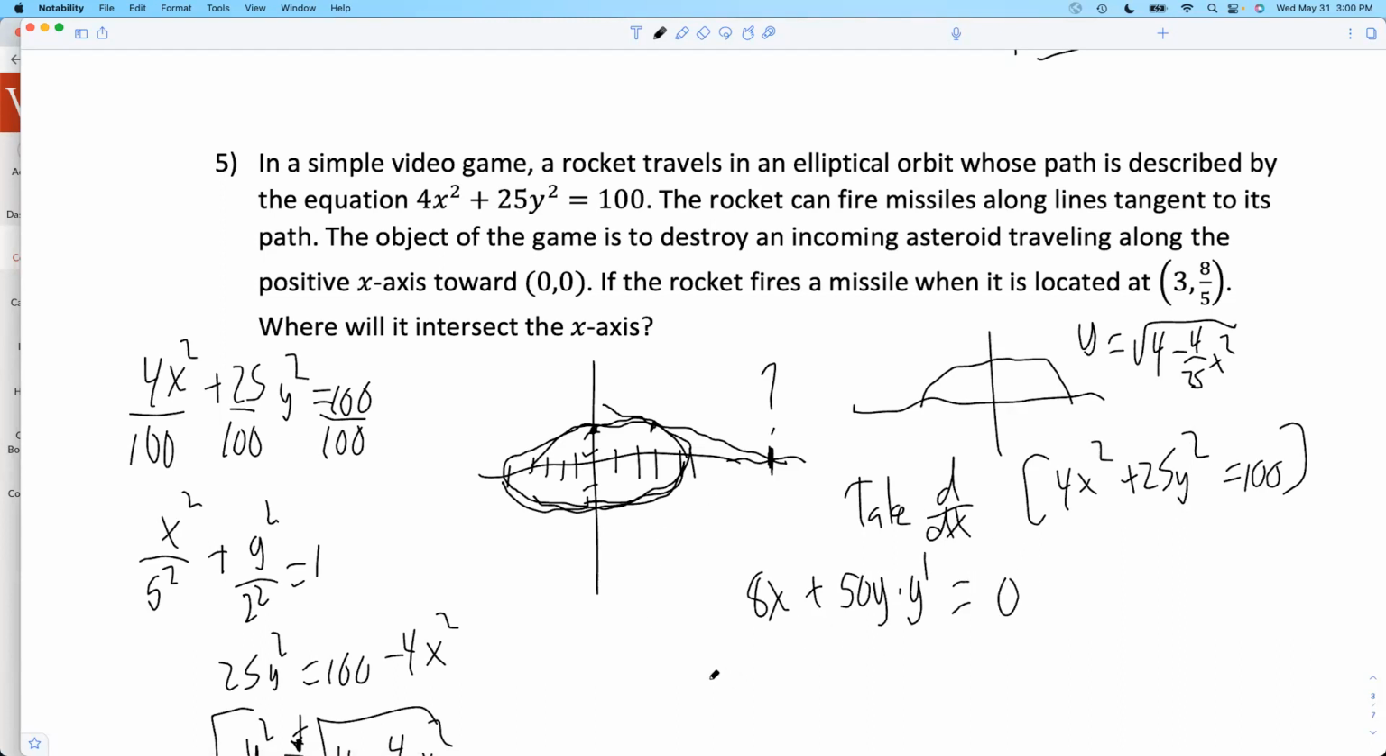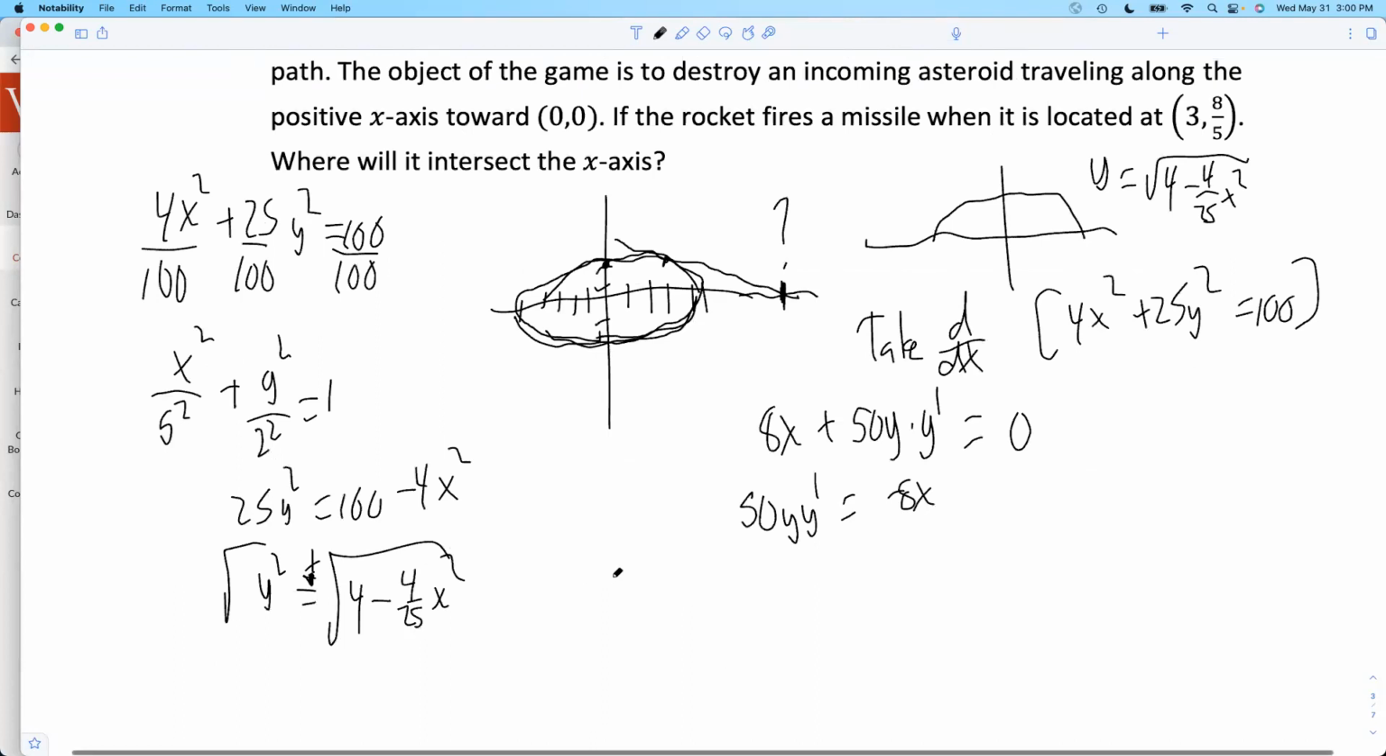I could easily solve this for y prime. Move the 8x over. And then divide. y prime will be negative 8x over 50y.